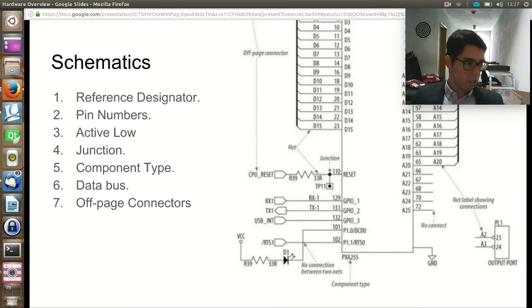So we have different component types, and you can find the model of the component if it's necessary. This is a data bus. It is a thicker, labeled line, and you can join a lot of data and express it like macros or a chunk of memory of data.